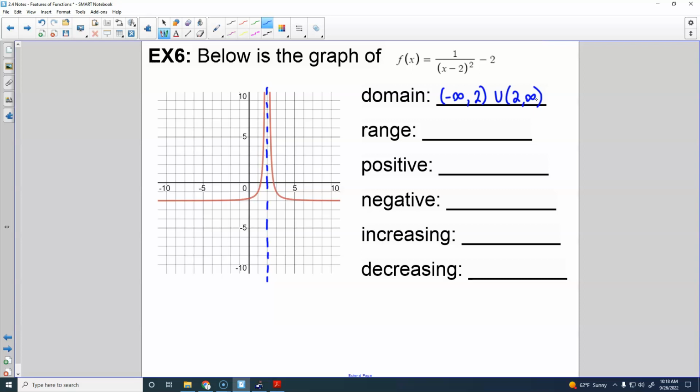Okay, range for this one, Macy, what's the lowest I go on the y-axis? Very good. We will not include that because it is a horizontal asymptote. You don't ever actually touch 2, even though it will look like it actually does. And then, what's the highest this goes? Positive infinity. Very good.